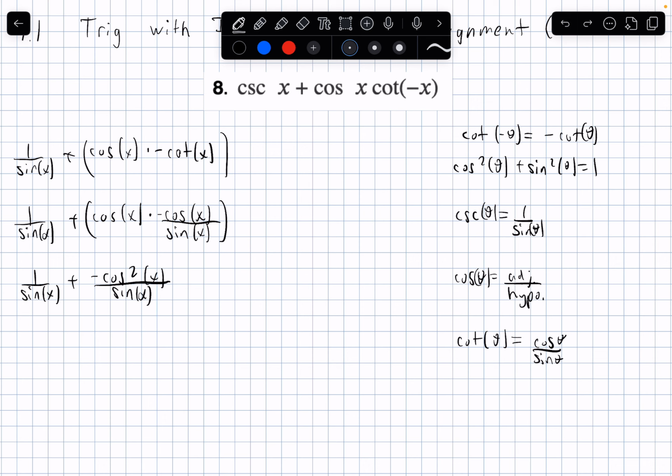Okay, so now if you see here, we have a common denominator of sine of x. So we're just going to add 1 plus negative cosine squared of x, and that's all going to be over sine of x. And we can simplify this a little bit more. It's just going to be 1 minus cosine squared of x.